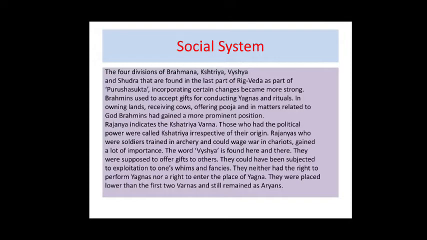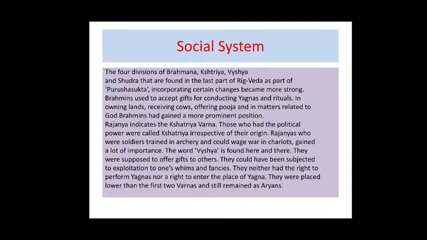Brahmins used to accept gifts for conducting yagnas and rituals. Even now, when priestly classes conduct a yagna or ritual, they accept a gift. Nowadays the gift is in the form of money, sometimes gold or silver, so it continues the same. In owning lands, receiving cows, offering puja and in matters related to God, Brahmins gained a more prominent position. Literate people blindly accepted it. Any Brahmin could say that something is true, equivalent to God. Priestly classes were considered equal to God, and gained a more prominent position in the post-Vedic period.